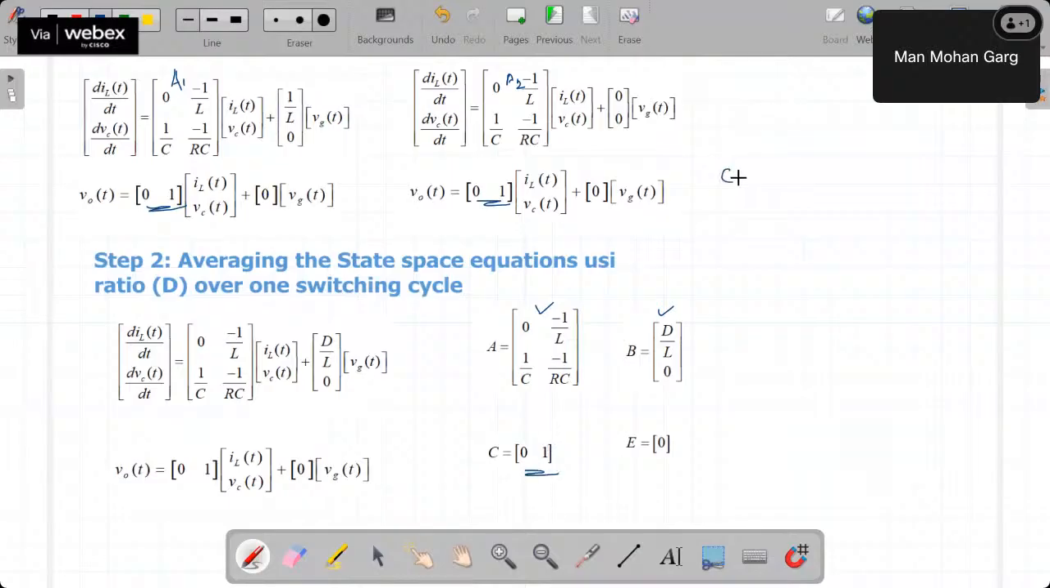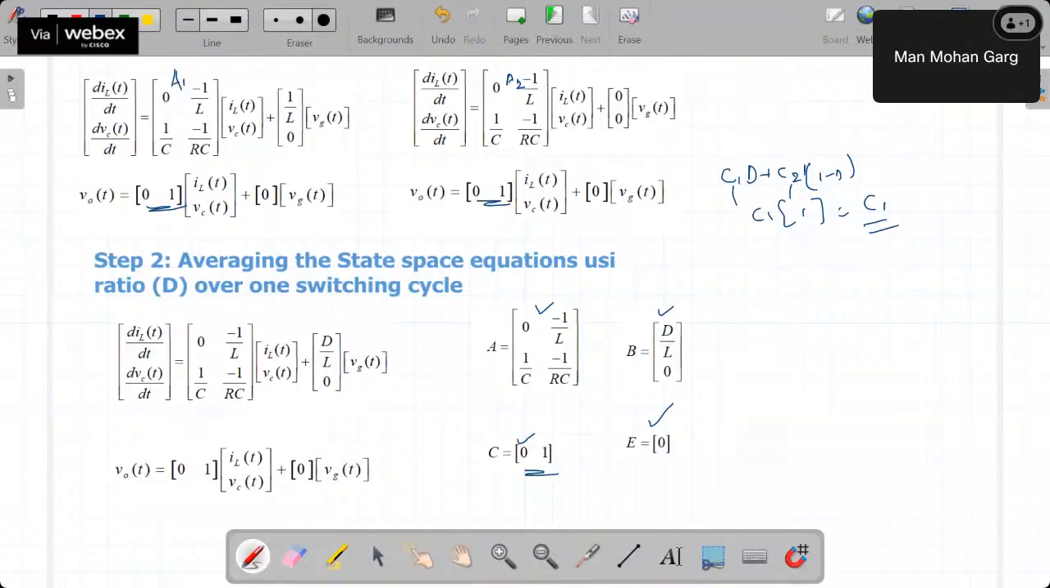Similarly, C is C1 D plus C2 (1 minus D). Okay, so because C1 and C2 are the same, it can be taken common. So D plus 1 minus D is 1, so it is C1 only, right? So it is the same. Now E is also there. Now we have obtained this average matrix. Now the next step is perturbation. After the perturbation, if we know A, B, C, D, the next step is to get the steady state model.